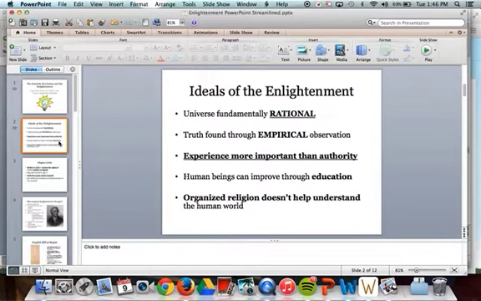So major ideals of the Enlightenment are as follows: the universe is fundamentally rational, and this is a major paradigm shift, and you can write that in the bottom here, or you can see me write paradigm shift, right? And a paradigm shift means the following. It is a change in the way that people perceive the world. And there are lots of different examples of this.